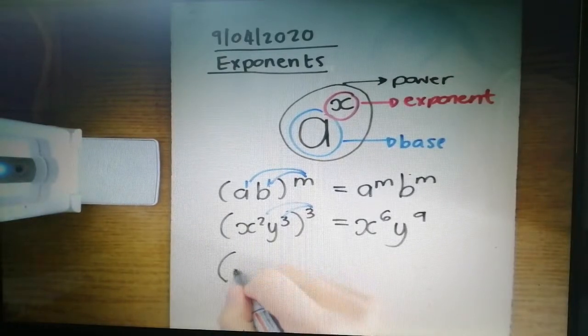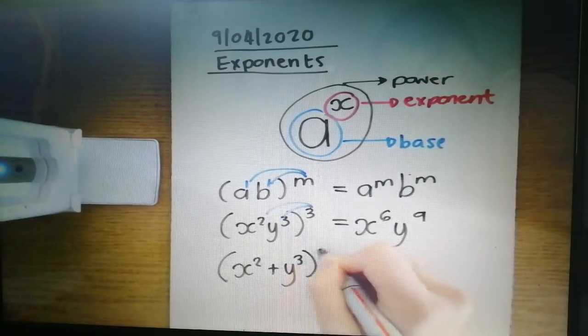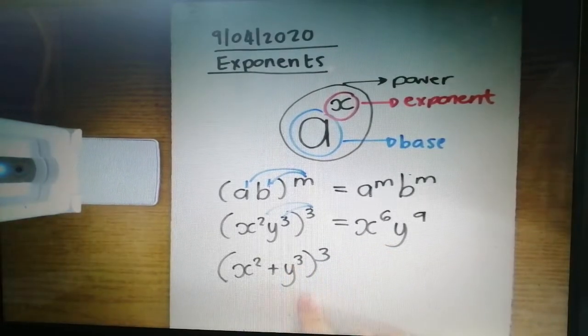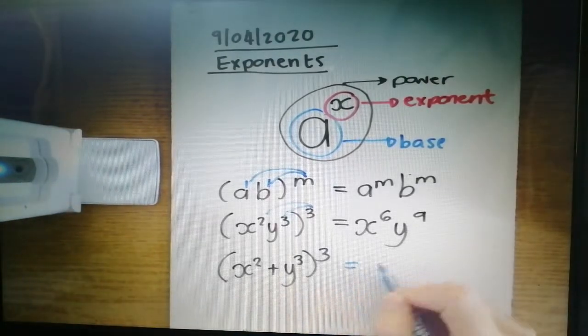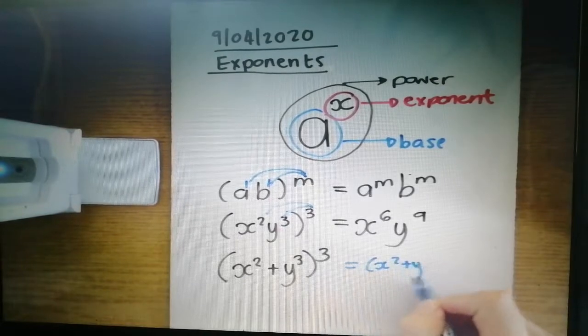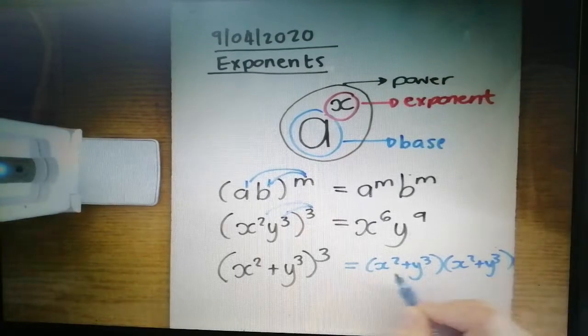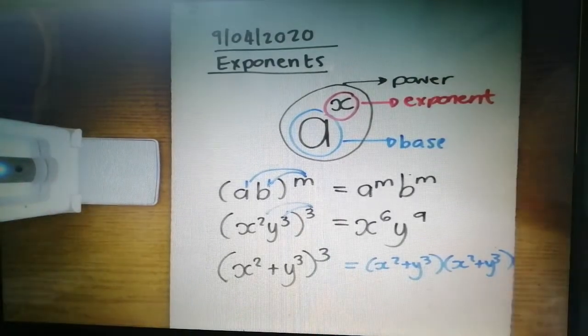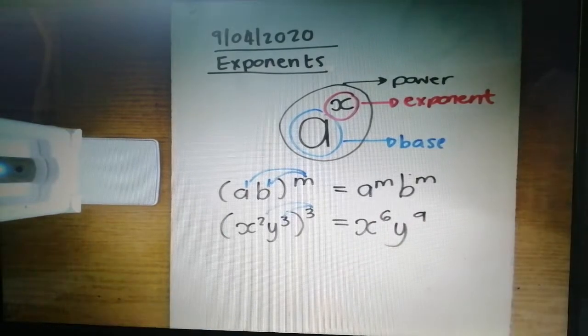It does not work if I had, for example, x squared plus y cubed to the power of 3. I'm not allowed to bomb this in, okay, because I don't have a monomial inside. What should I be doing with something like this? Something like this, I should be opening up FOIL brackets. And it would have 3 brackets because I had a power of 3, not just 2 brackets. So it doesn't work with that, only monomials. Where do kids get confused?